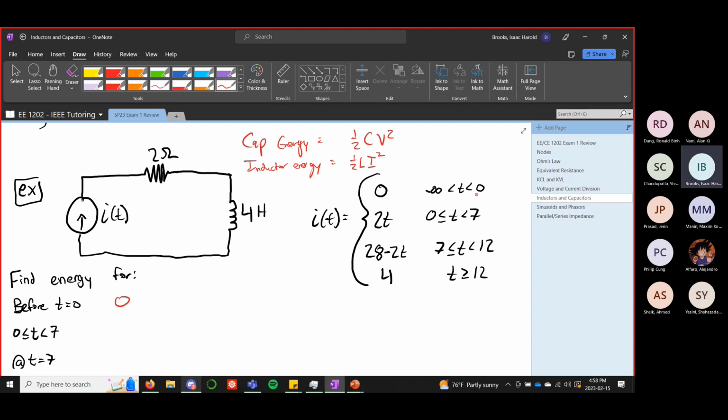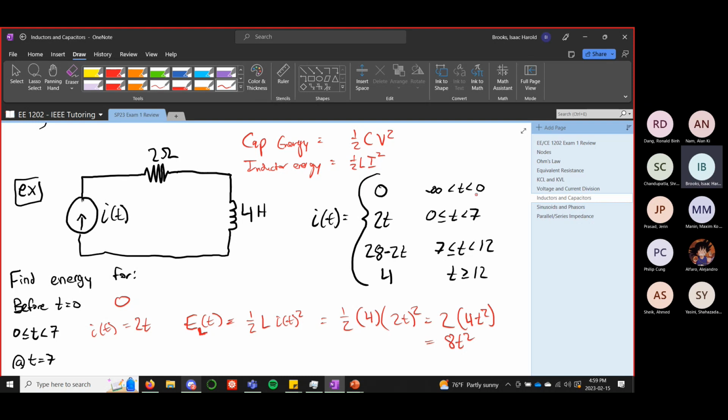From T equals zero to T equals 7, the current is I of T equals 2T, right? So if we look at the energy as a function of time in the inductor, that is one half L I squared. So one half L I of T squared, which is one half, the inductor is 4 henries, and I of T is 2T, squared. This gives us 1/2 times 4 is 2. And then 2T quantity squared is 4T squared, which gives you 8T squared as the total energy.